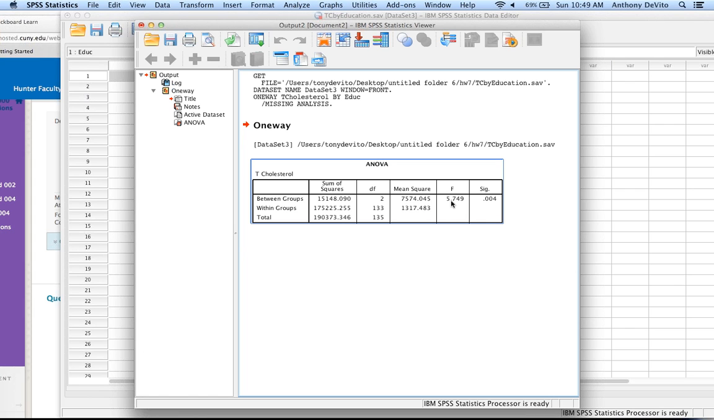SPSS doesn't bother showing you the table, because it actually calculates the probability, the p-value, or the probability of being wrong if you reject the null hypothesis. And since this is less than 5%, you can go ahead and reject the null hypothesis, right? So we reject the null hypothesis.